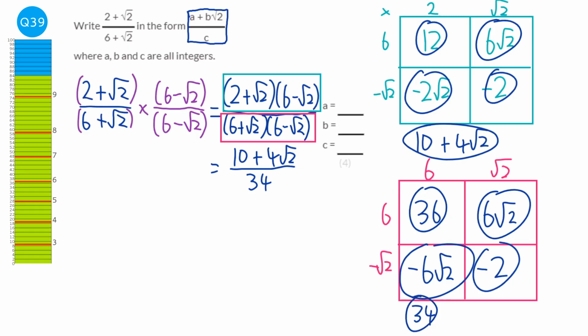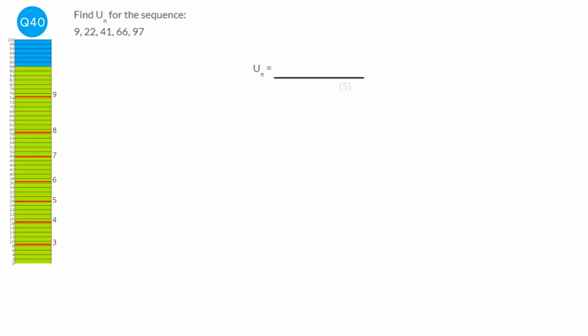Now, we're looking to see whether we can cancel at all. And if you look, we can actually divide everything by 2. So divide the bottom by 2, and we get 17. Divide the 10 by 2, we get 5. And we've got to divide all 3 terms by 2, so we get a 2 there. So we actually end up with 5 plus 2 root 2 over 17. So our missing numbers, looking back at the question, A would be the 5, B would be 2, and the C is 17.